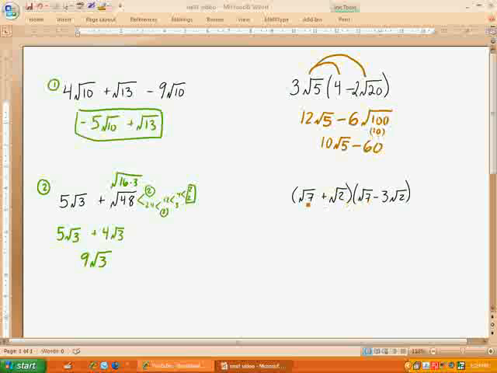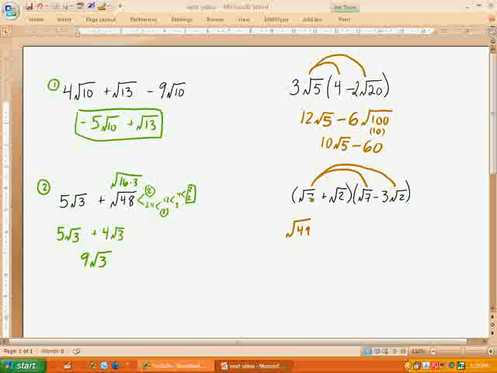Okay, and now I've got one more problem. And for this problem, it's this one right here. And I've got FOIL, right, because I have two binomials being multiplied. I can't combine these two because they're not like terms. I can't combine those two because they're not like terms. And so I'm going to FOIL. First, root 7 times root 7 will be the root of 49.